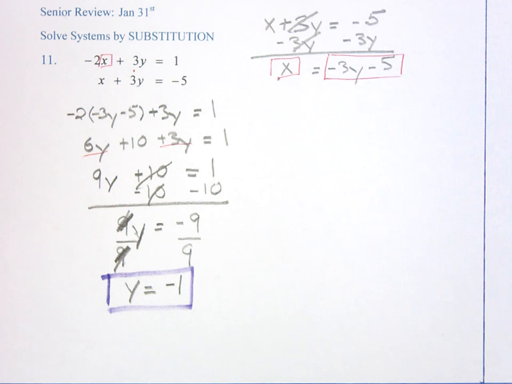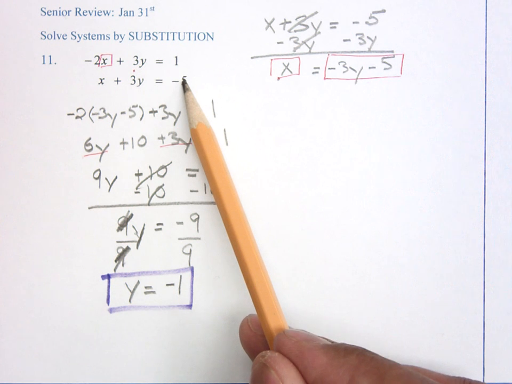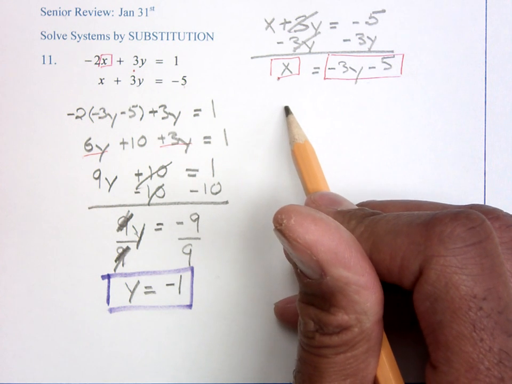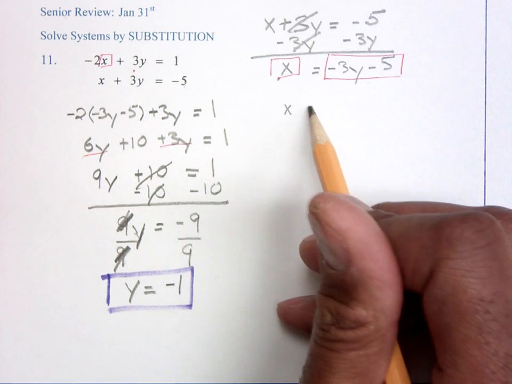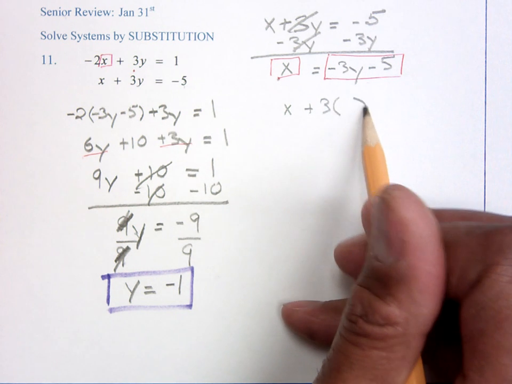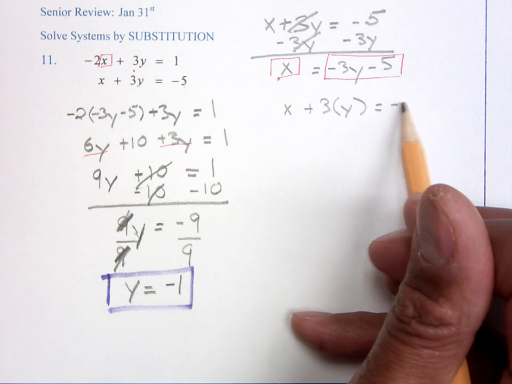We're going to go back to our two original equations. Either one of these will be just fine to substitute. I'm going to write the second one. I like it better. It looks a little easier. So I'm going to write x plus 3y. And the way I'm going to write 3y is with the y in parentheses for now. Equals negative 5.